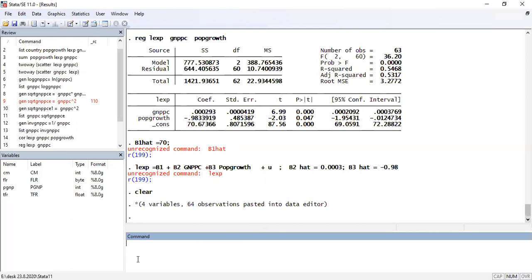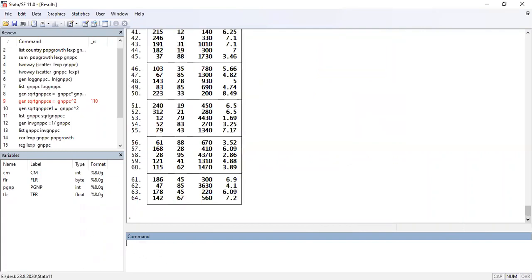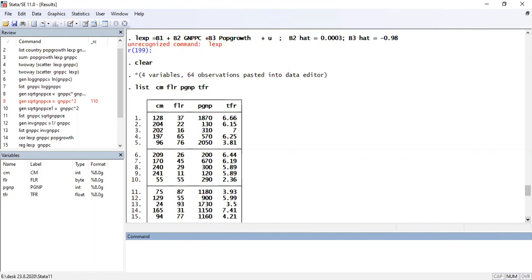Use it. So here are all the variables. If you want to see all the variables here, you just write list: CM, FLR, PGNP, TFR. If you write list, you will see them here now: CM, FLR, PGNP, TFR.